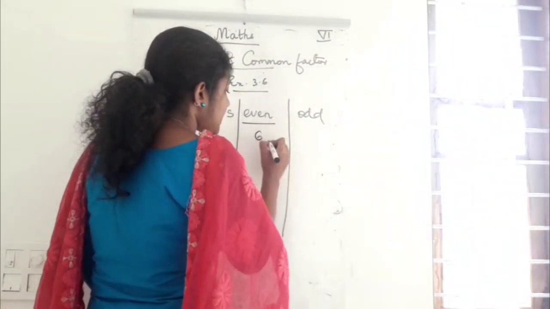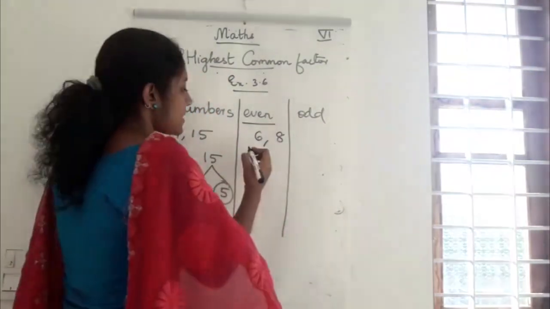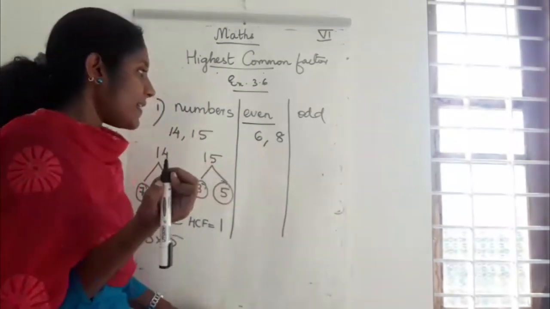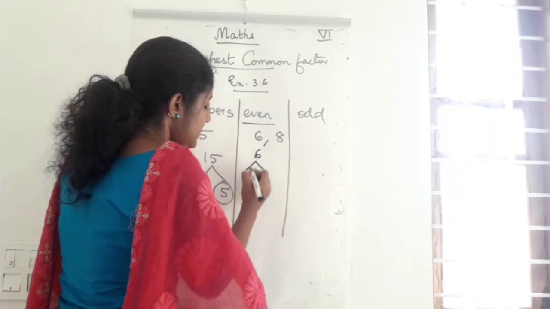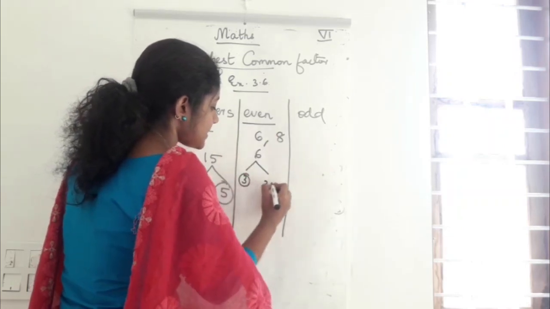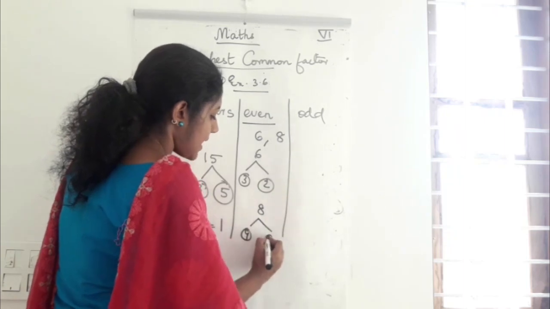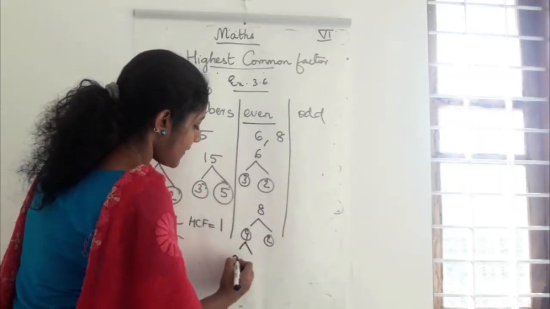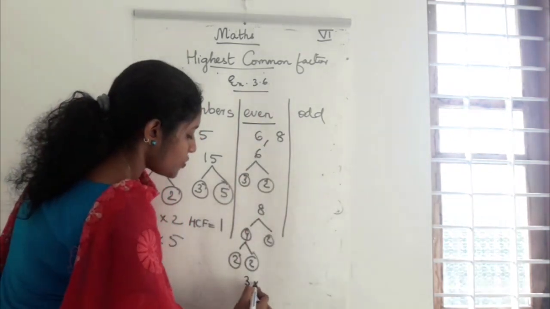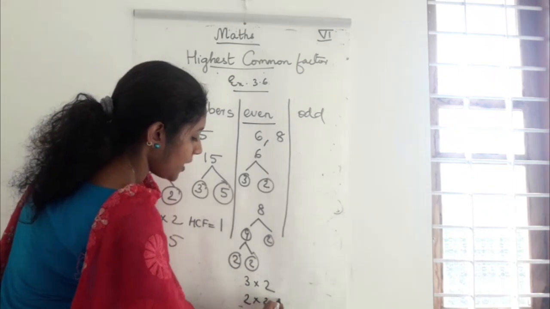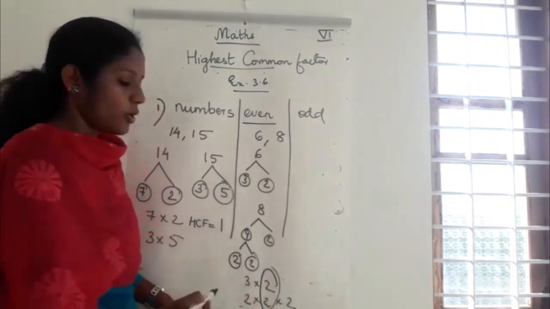So I am going to take 6 and 8 as two consecutive even numbers. I am going to do the prime factorization tree. 6 is 3 into 2, 8 is 4 into 2, and 4 is again divided, that is 2 into 2. Here the factors are 3 into 2 and 2 into 2 into 2. The only common factor is 2.